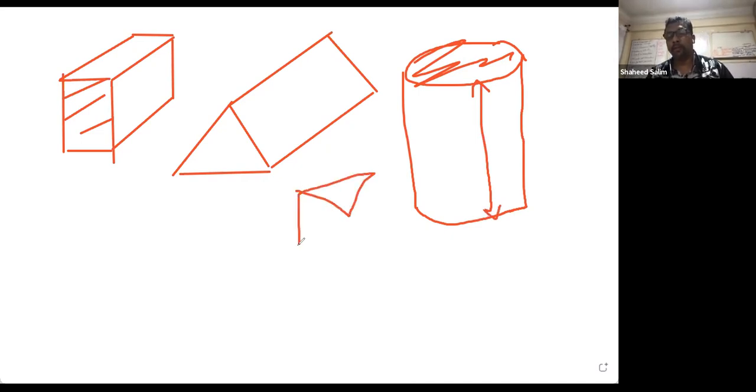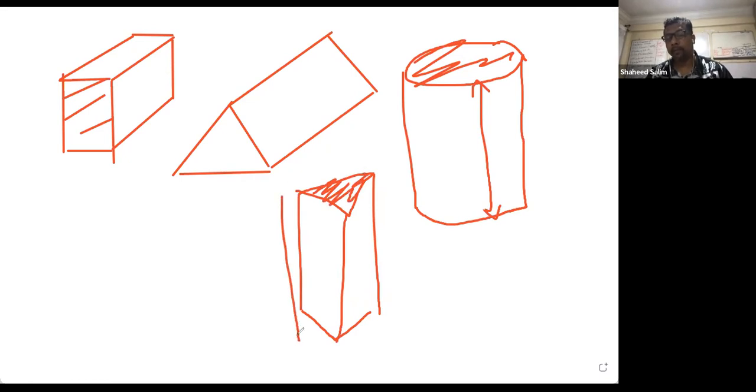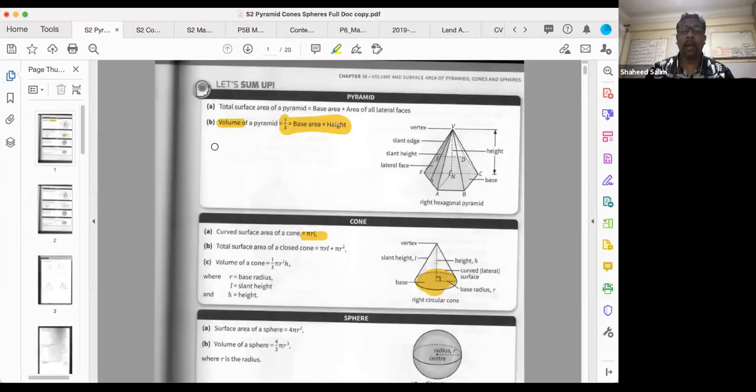You have it standing like that, right? You find the area of this cross section here times the height. That's the same thing. You find the area down here, you times by the height. That's one formula. So why am I telling you this? For a pyramid, you use all this formula and just times by 1/3, you get the volume of the pyramid. Okay, we are going to go through that, as revision first before we go through the others.